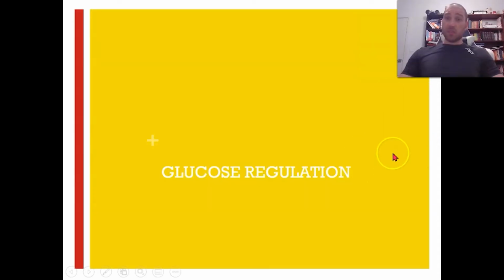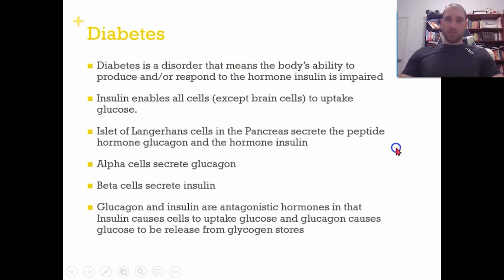So let's start by looking at glucose regulation or blood sugar regulation. So let's talk about diabetes. Diabetes is a disorder that means the body's ability to produce or respond to the hormone insulin is impaired. Insulin enables all cells, except for brain cells, to uptake glucose and store it in a compound called glycogen. The glycogen is just lots of glucose stacked together.